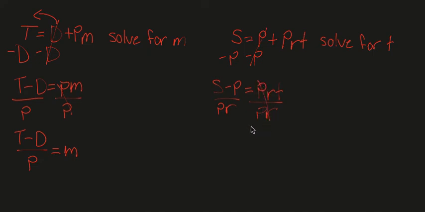On the right side, they cancel, and we're left with just T. On the left side, we're going to have S minus P over P times R. And this is going to be your final answer for this question.